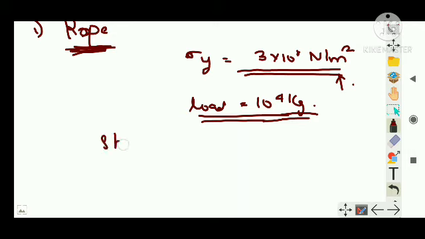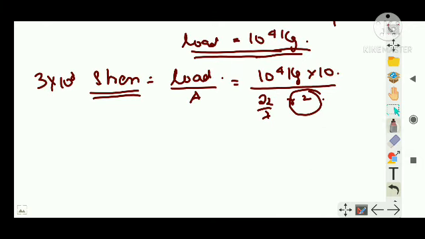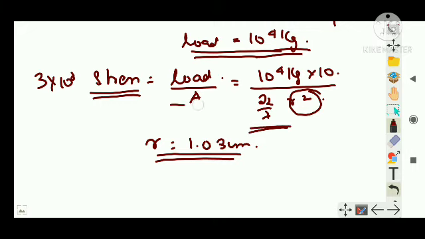That means you can use stress is equal to force per unit area, or load by area. Load is this much, mg, right? So this much mass, and g will be another 10, divided by area, which is pi r squared, where pi is 22 by 7. So you can replace the stress value as 3 into 10 to the power 8. You can calculate the radius. You will find the radius as around 1.03 centimeter. That is the radius of wire or steel you have to use for taking this load of this much weight.